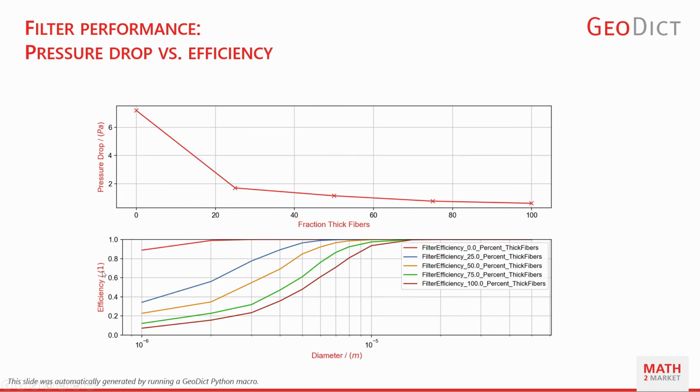The second plot shows the filter efficiency versus the particle diameter. One color for each of the different structures. So it starts here in the bottom with 10% thick fibers and 0% thin fibers. We have a higher efficiency the more thin and the less thick fibers are in the structure, as we have already seen in the visualization on the slide before. And how to generate PowerPoint reports you can learn in the GeoPy Advanced workshop or from the Automation and Scripting user guide.